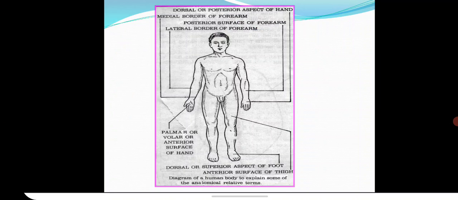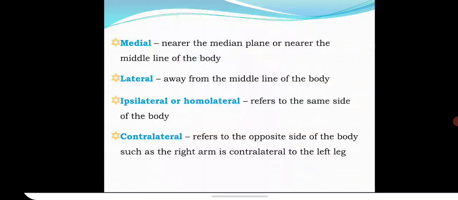For example, if you take the upper limb, it is given medial border, lateral border. And if you see the front part of the same upper limb, that is the anterior part, the anterior compartment of arm or forearm. If you see the other upper limb, it is given posterior surface of forearm. So that is how you have to understand the anatomical terms. You should understand superior and inferior with this table.